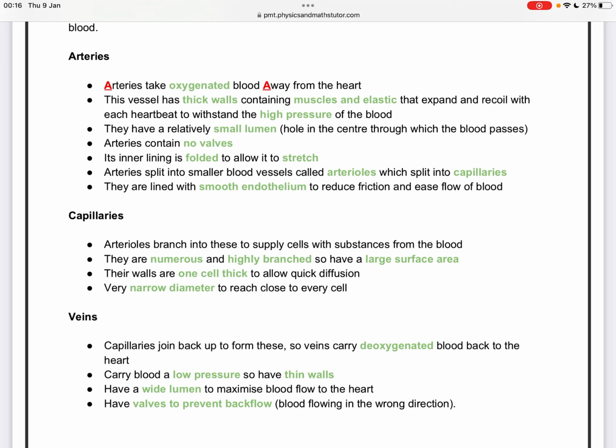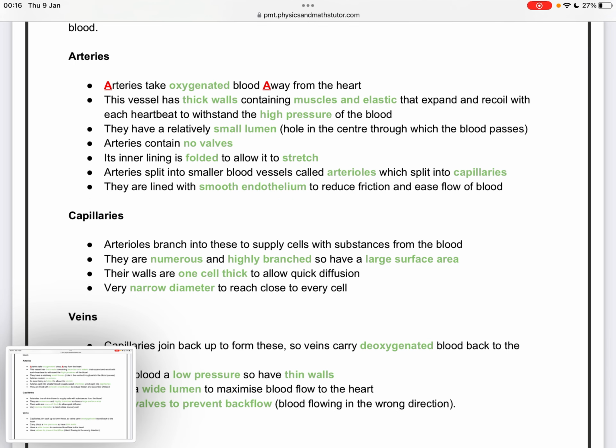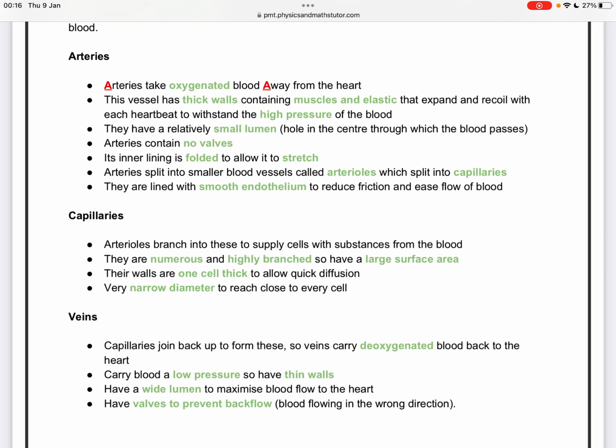They have a relatively small lumen, the hole in the center through which the blood passes. Arteries contain no valves. Its inner lining is folded to allow it to stretch. Arteries split into smaller blood vessels called arterioles, which split into capillaries. They are lined with smooth endothelium to reduce friction and ease flow of blood.